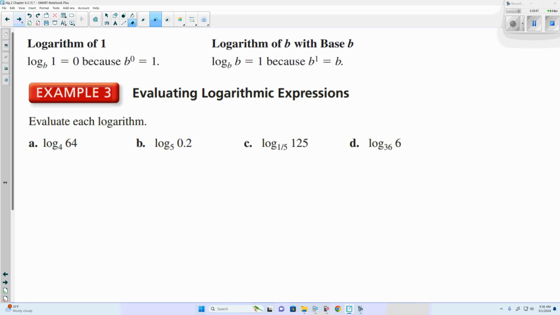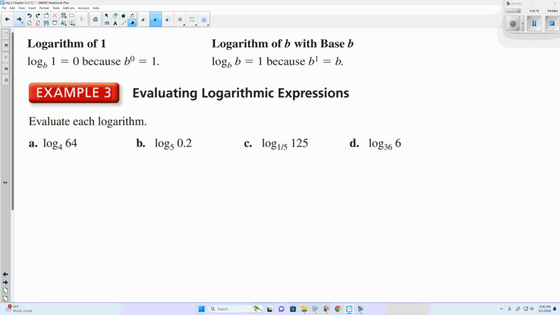Now, we're going to do some evaluating. Now, there's two things that are nice to know. One of them, log base b of 1 equals 0. Does not matter what the base is. Whenever we have 1 inside the logarithm, it's always 0.